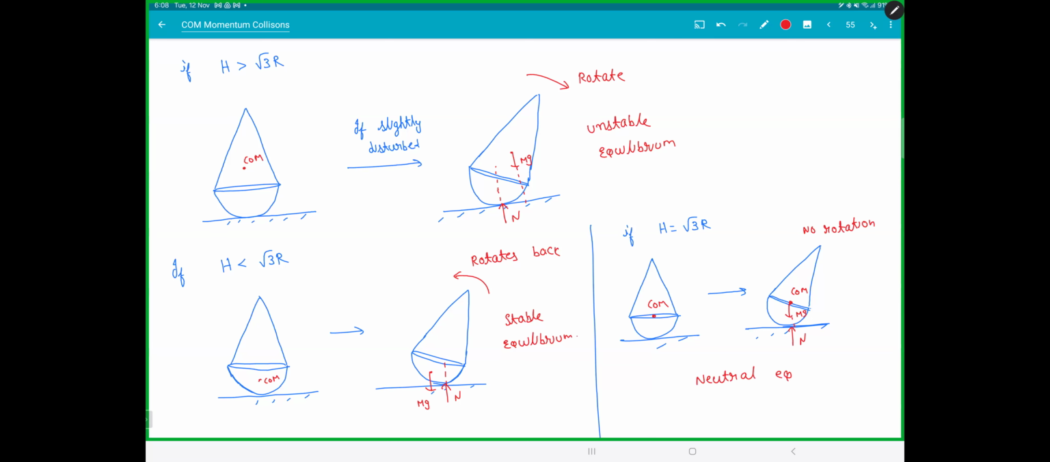Do you guys remember the three equilibriums we studied? Stable, unstable, and neutral. There, this problem has all three. Depending on the value of h and r, you can create either of them. Have a look at this. Like I said, this is a little based on torque and rotation, but I hope that much you're able to understand. N is pushing this way, mg is rotating this way. That's a clockwise rotation. They're forming a kind of a couple.